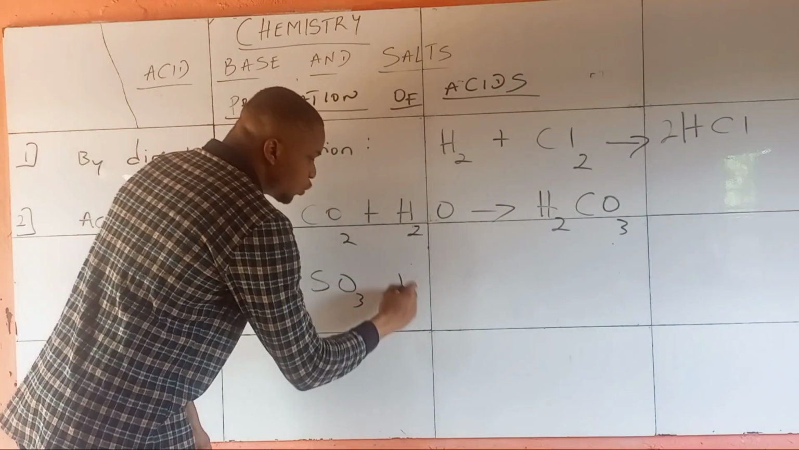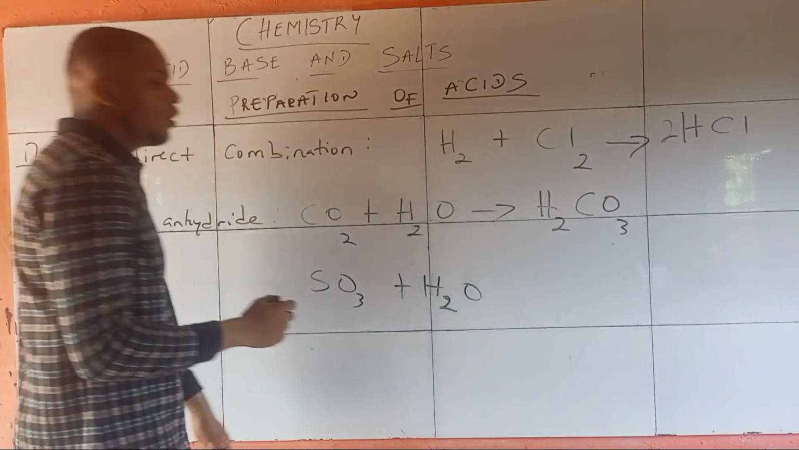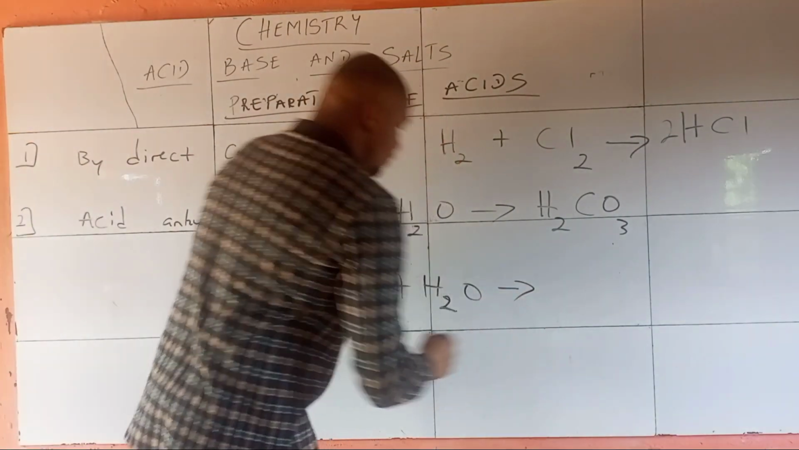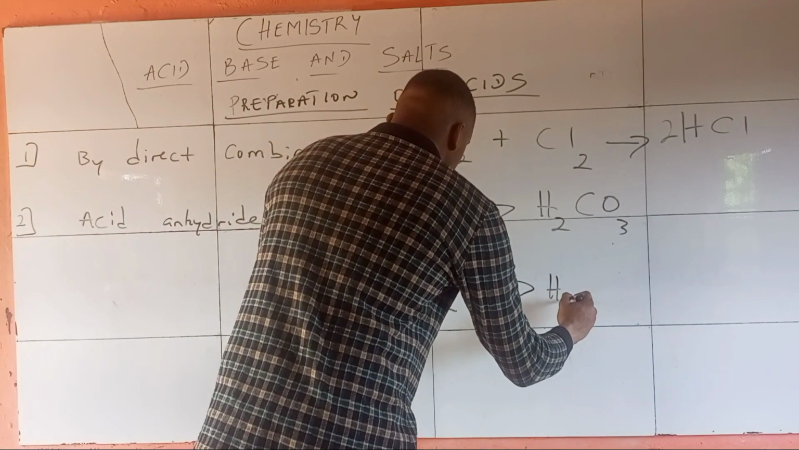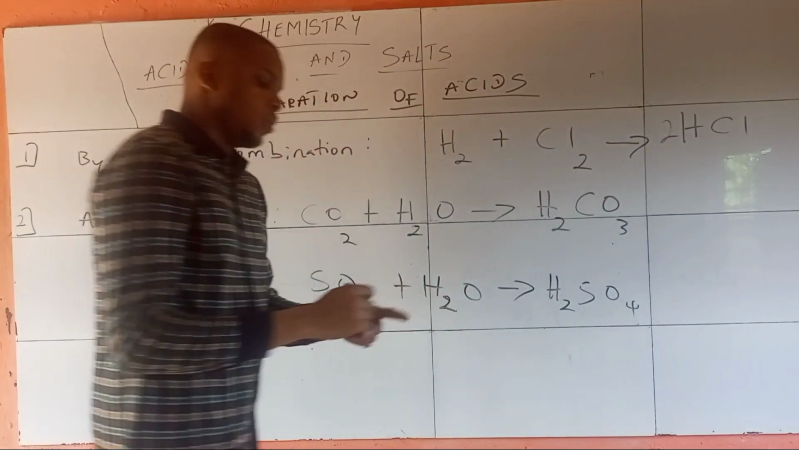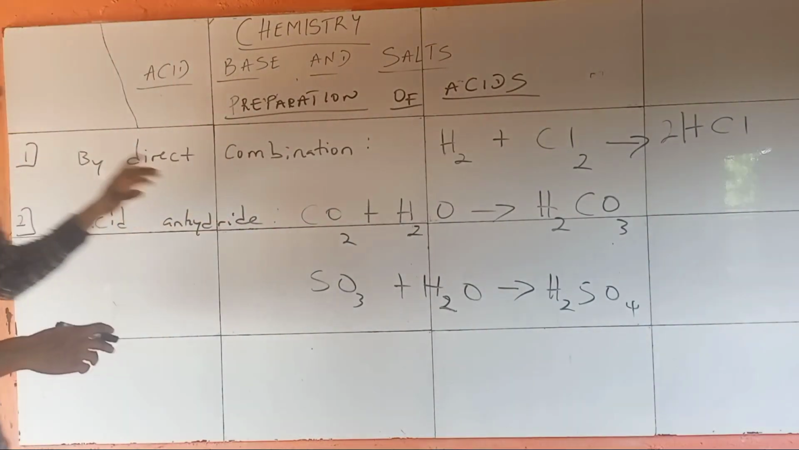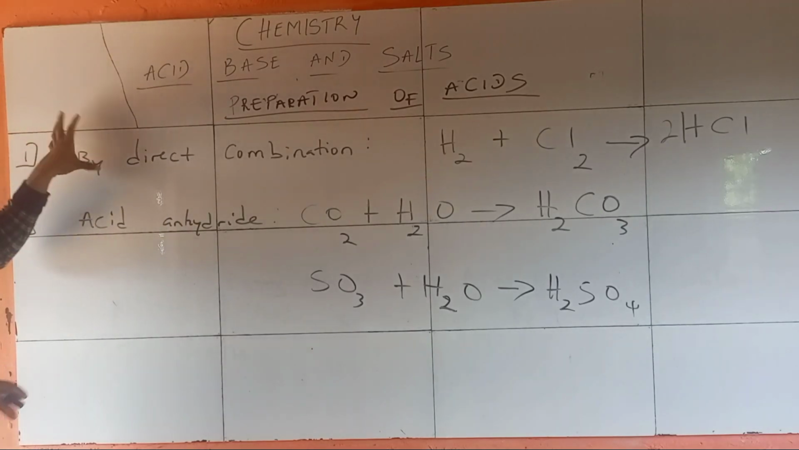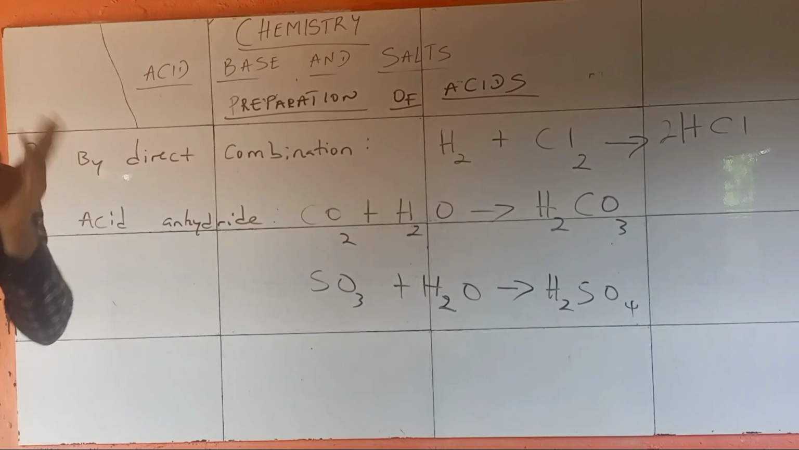Let's combine this with what? Water. This will give us what? H2SO4. Sulfuric acid. Dissolving an acid anhydride in water. That's this one. This one is direct combination, bringing two elements together. This one is combining acid anhydride with what? Water.